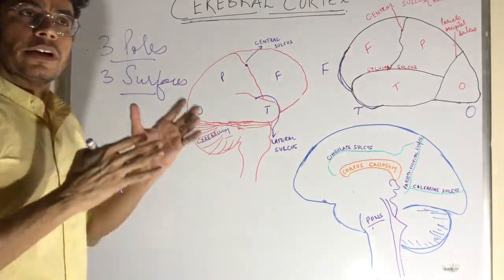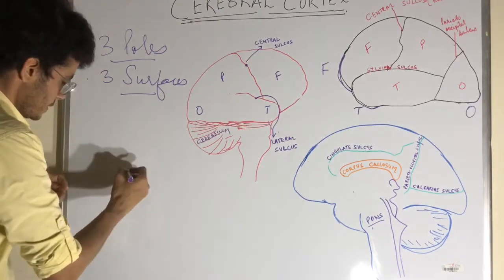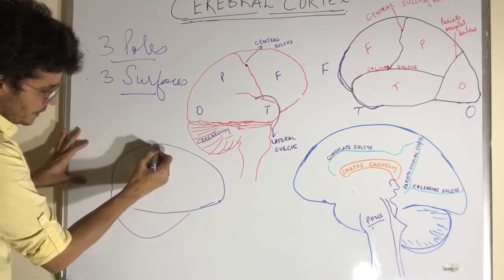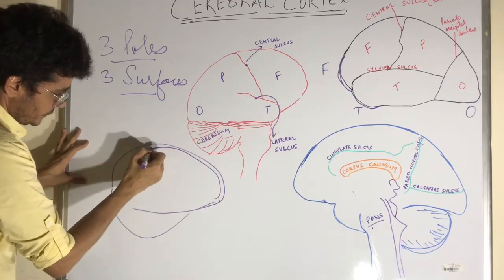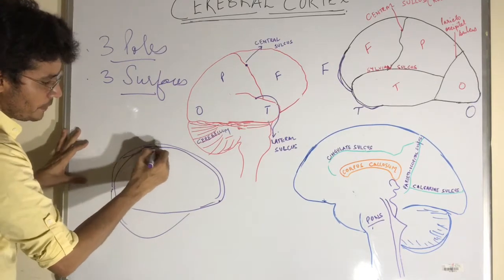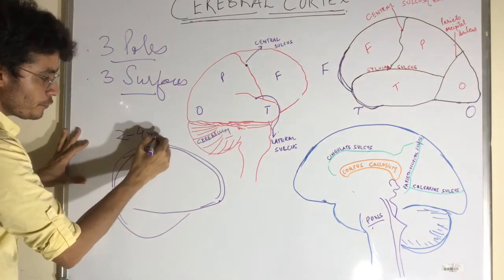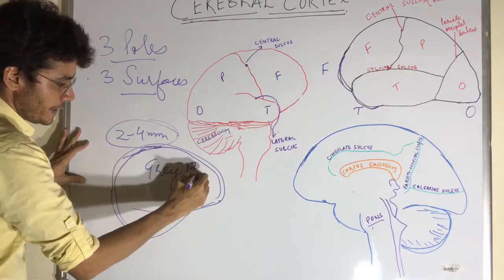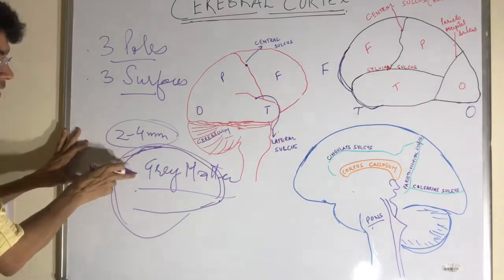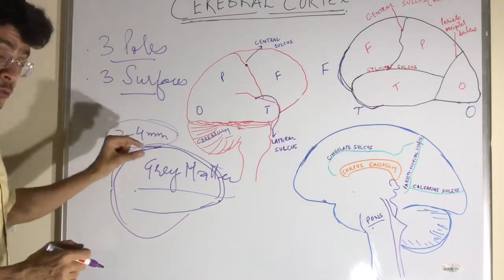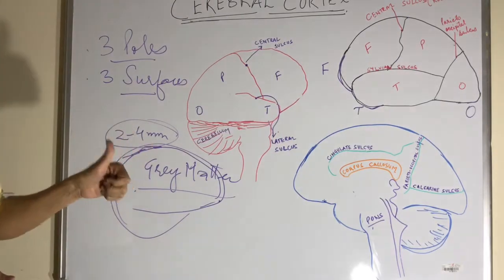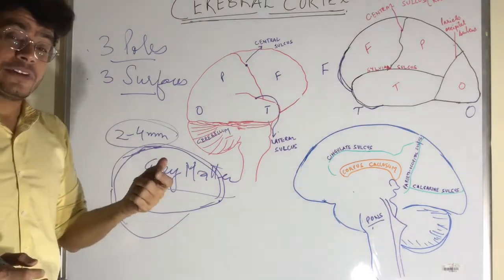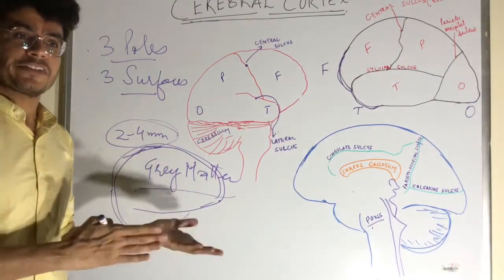Now, if we look at the cerebral hemisphere, the outer aspect, say this is the cerebral hemisphere. This outer aspect is just a layer of 2 to 4 millimeter. How much? 2 to 4 millimeter of gray matter. That 2 to 4 millimeter of gray matter is called the cerebral cortex, and that 2 to 4 millimeter is the one that makes us human beings.